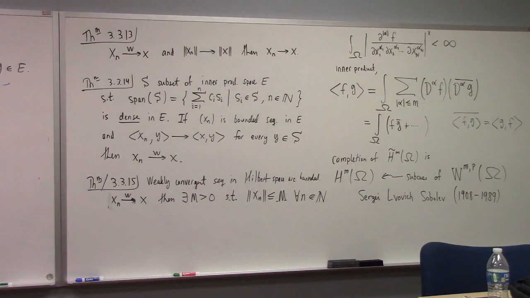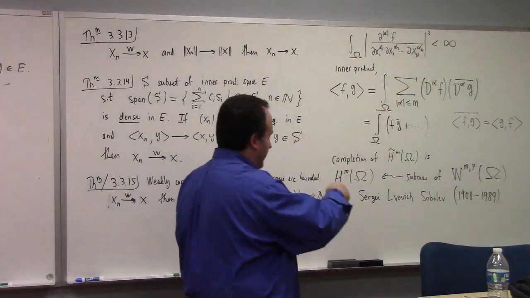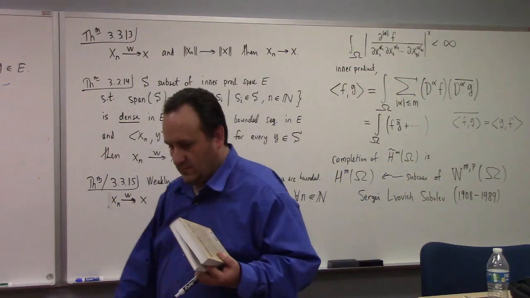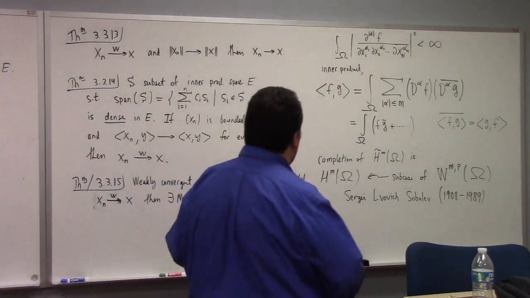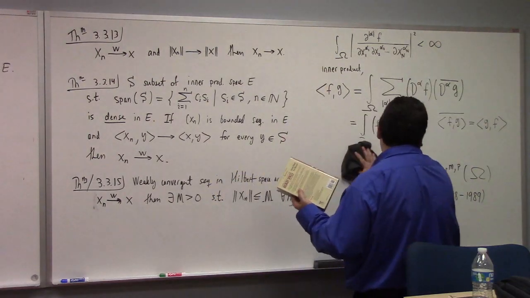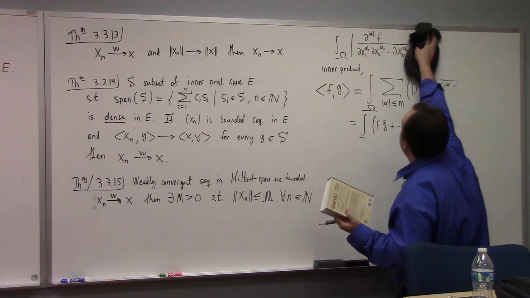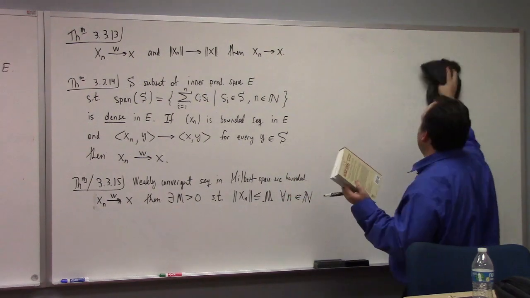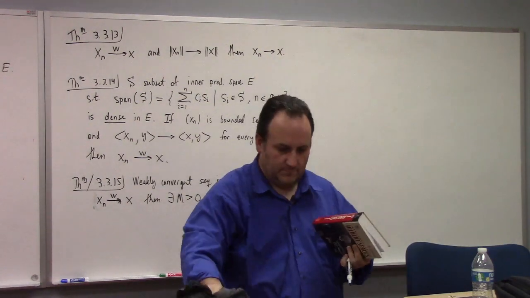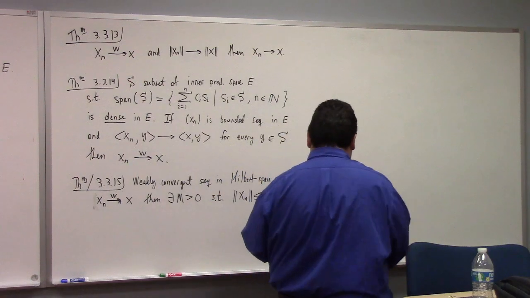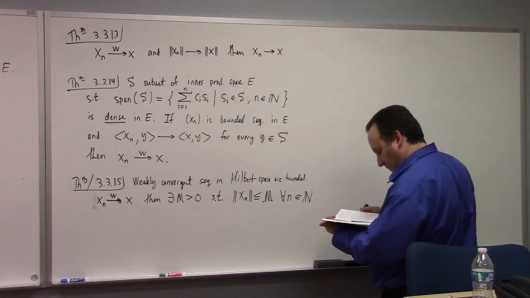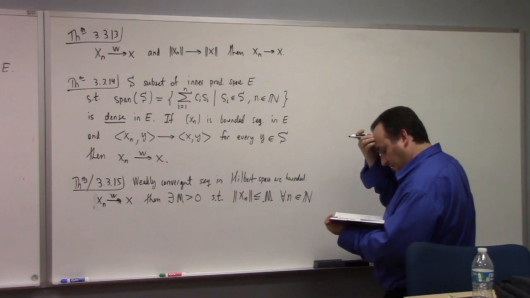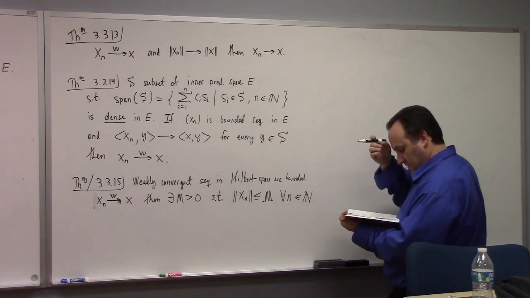I think I have time to prove that one. Let's do that. I guess I can do the proof up here, so you can keep it there. It's cool. Sorry, Mr. Sobolev, you got to go. All right, so here's the proof. He says, let xn be a weakly convergent sequence in Hilbert space H.